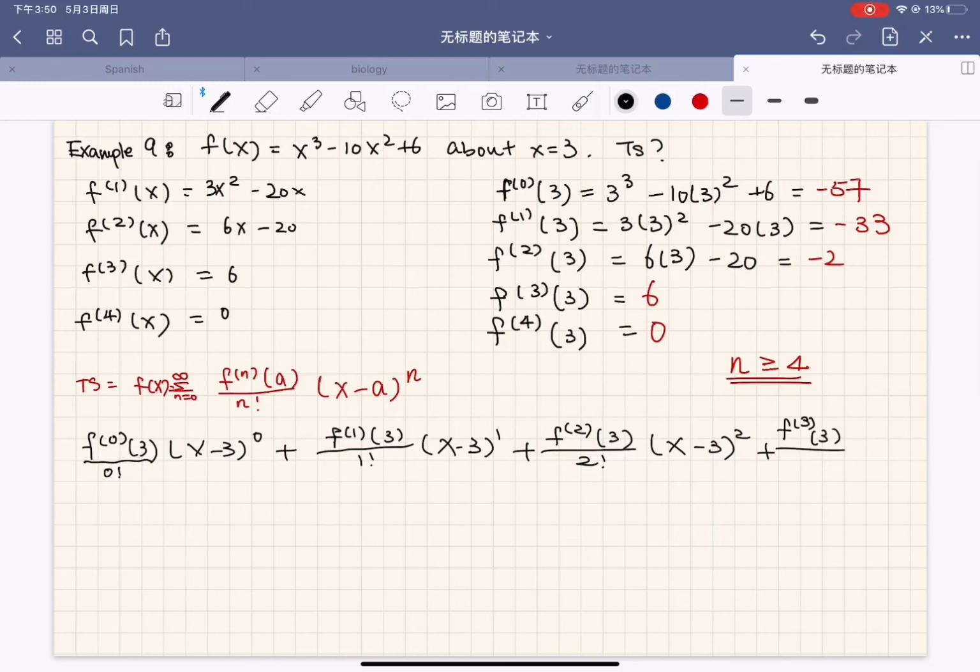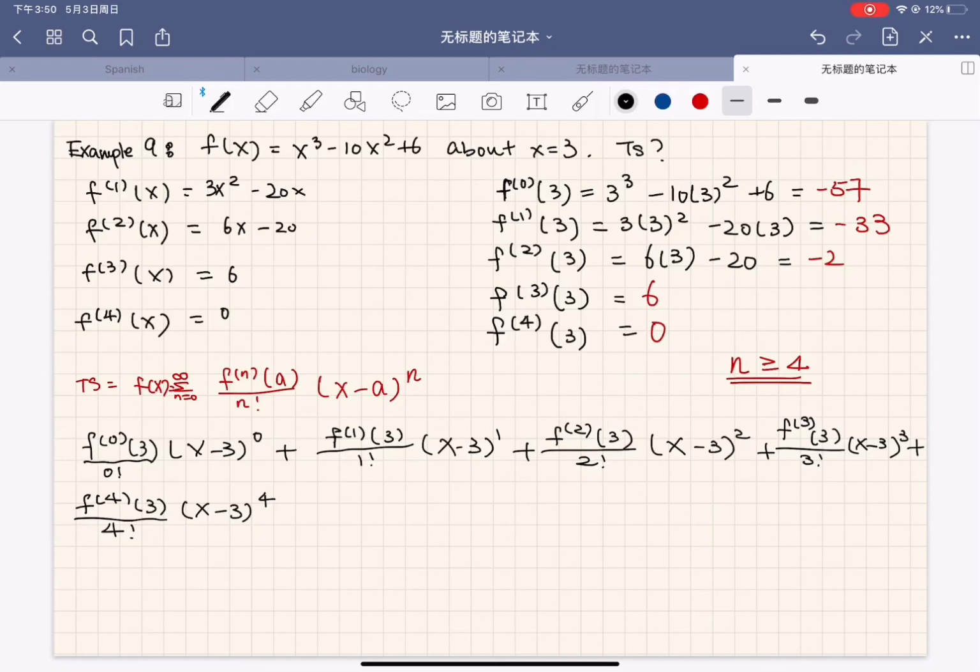And even though the last derivative, which is the fourth derivative, is equal to 0, we still have to write it down into the equation. We can eliminate this one in the future, but for now it's easier for us to see how each step goes. Basically, that's the Taylor series of this one.